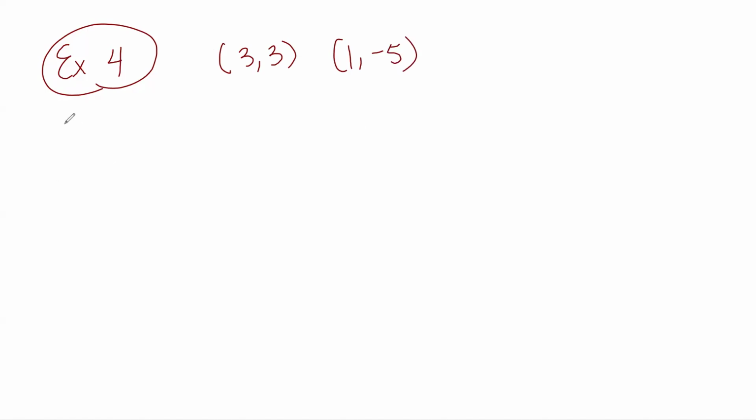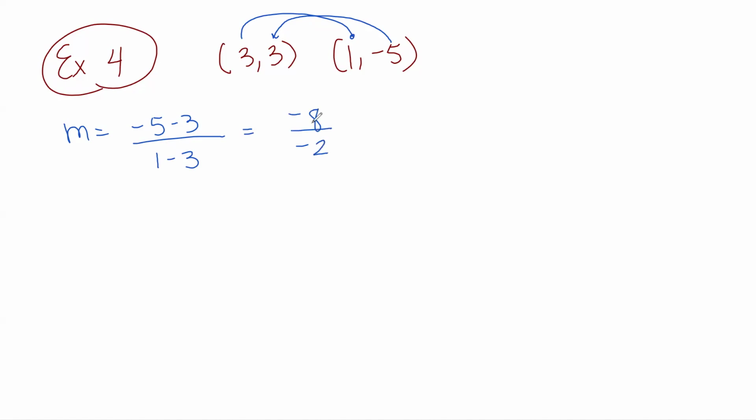Find the slope. Second y minus first, second x minus first. So that'd be -8 over -2. Negative divided by negative cancels. 8 divided by 2 is 4. So there's our slope.